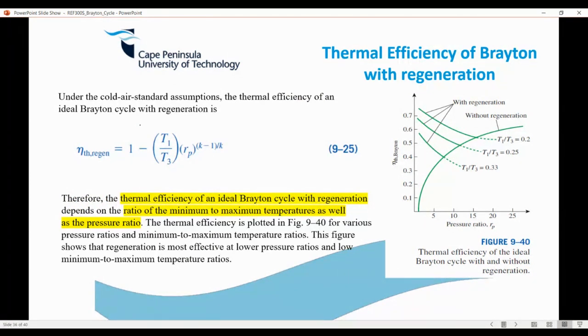What they show there is that regeneration is most effective at lower pressure ratios. Interesting enough, it is lower pressure ratios compared to higher. So there's without regeneration, and then this is with regeneration. So it's more effective at lower pressure ratios and also depending on your ratio. So go over that.